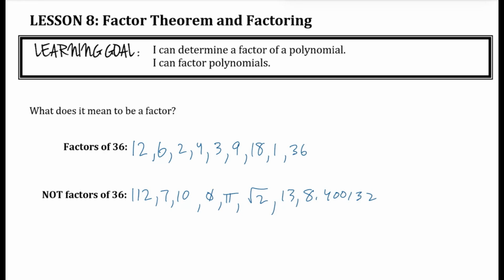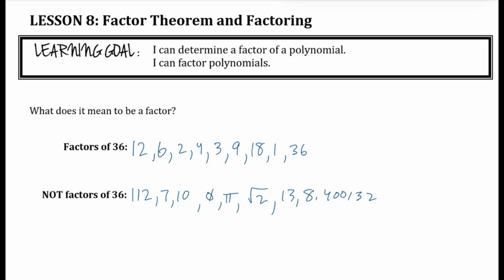What if I divide 36 by 7, long division? What remainder would I get? 7, 14, 21, 28, 35. Remainder of 1. What if I divide by 9? Remainder of nothing. 0.